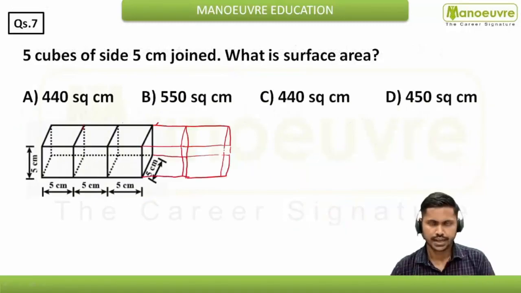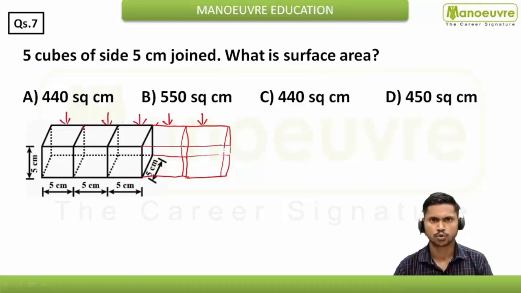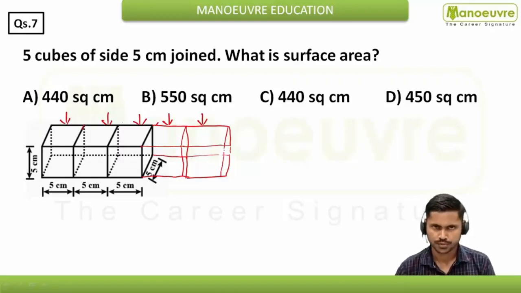Let's move ahead. Now we'll see question number 7. Here it is saying 5 cubes of side 5 centimeter are joined. What is the surface area? You can see there are 5 cubes which have been joined, and you have to find out the total surface area including all the 5 cubes. First of all, we need to know what the surface area of a cube is.